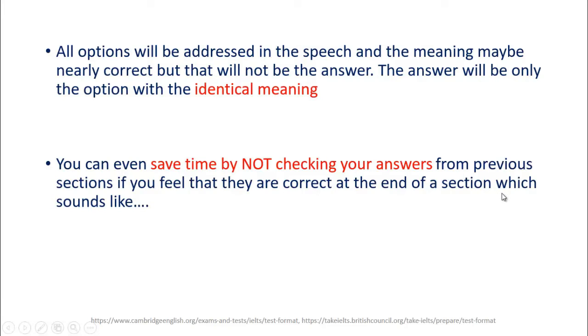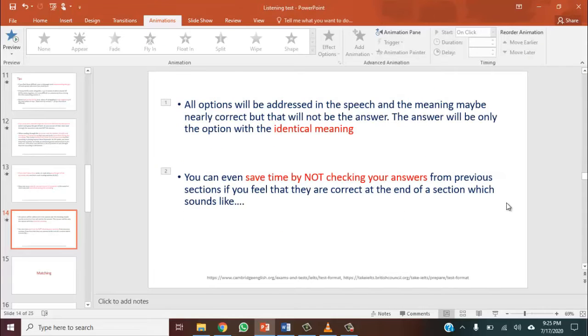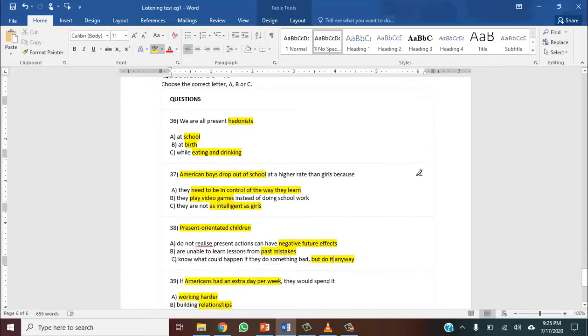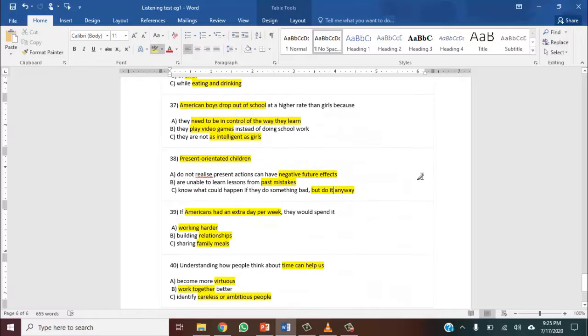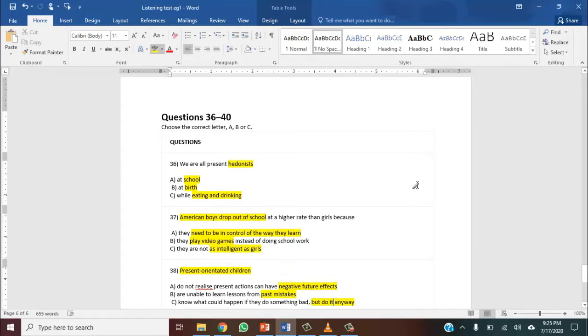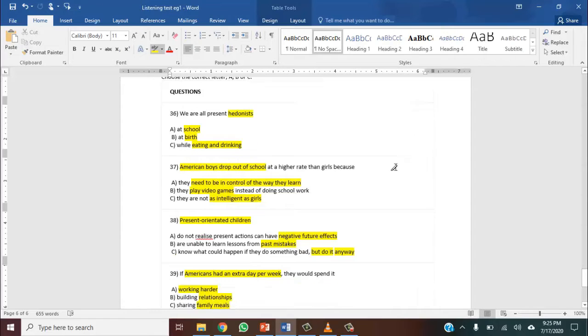So we have seen some of the tips, and now I would want you to go through an example of how to do it. These are some of the questions, and I have taken these multiple choice questions from the Cambridge website, and we have questions 36 to 40 here. I have marked some of the keywords in these questions and the options. So I would like you to walk through these questions.